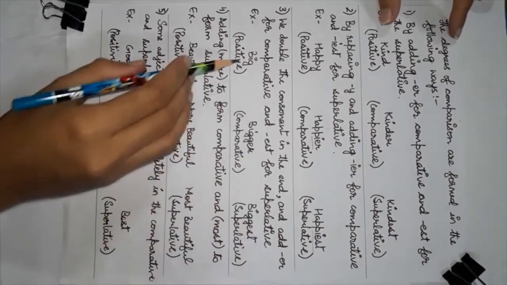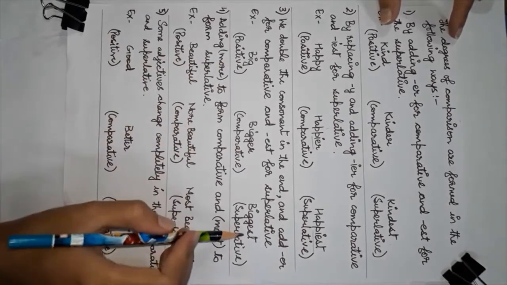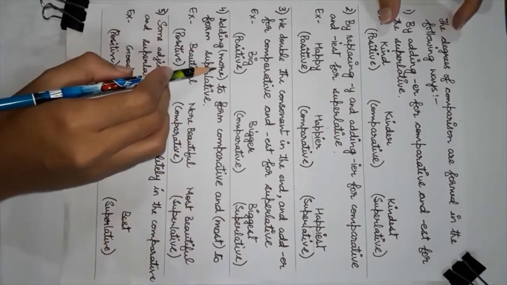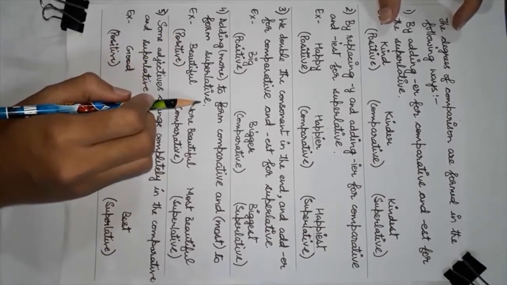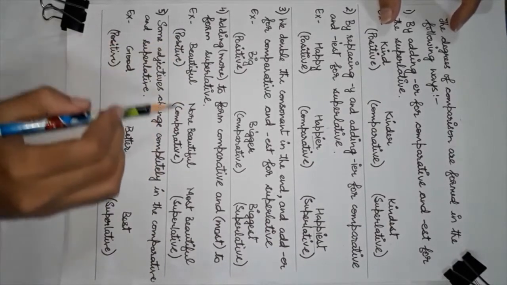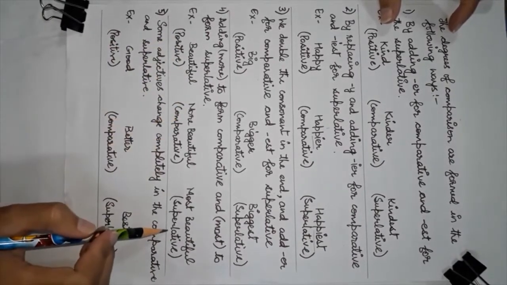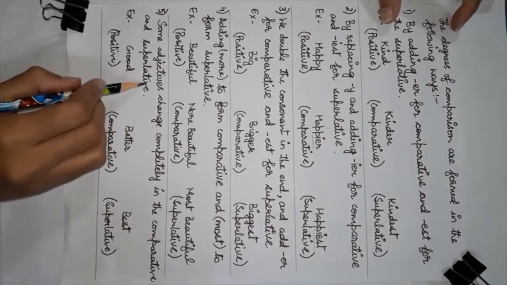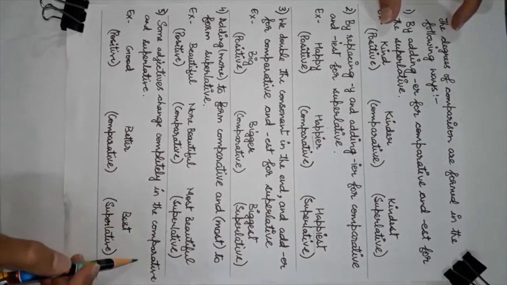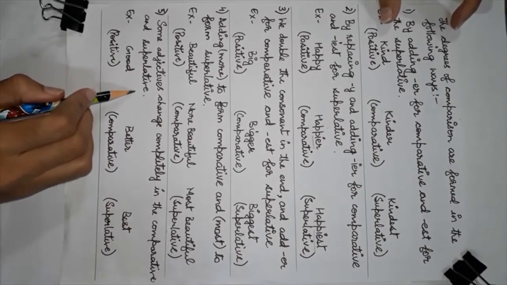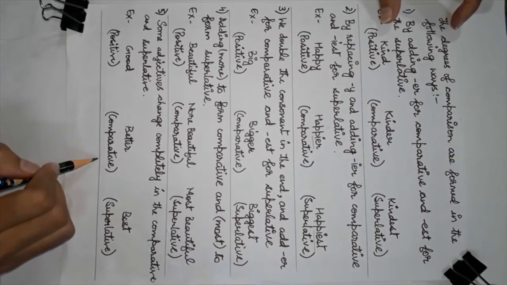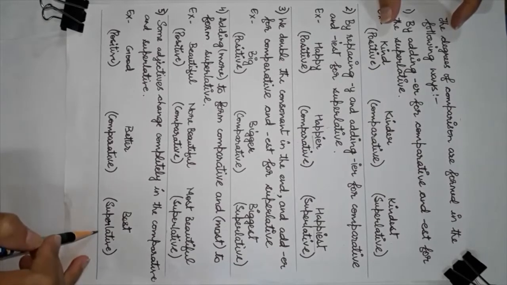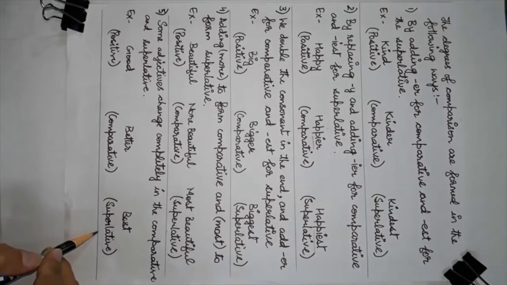Third, we double the consonant at the end and add er for comparative and est for the superlative degree. So what do we get? Big, bigger, biggest. Fourth, adding more to form comparative and most to form the superlative degree. Beautiful, more beautiful and most beautiful. Some adjectives change completely in the comparative and superlative degrees. For example, the positive is good, so the comparative will become better and the superlative will become best.